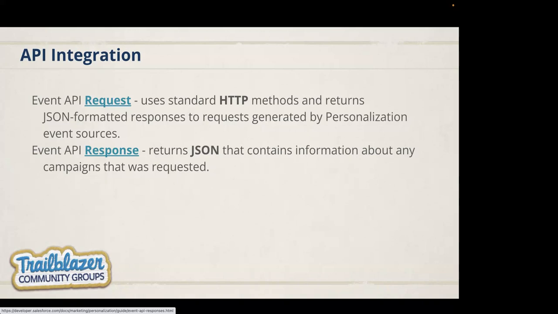So here I would rather cover what is meant by request and response. When we see an event API request, when we work with it in personalization, it's basically when it uses standard HTTP methods and then returns JSON formatted responses to requests generated by personalization event sources. So basically we request some data from the side tool with some kind of application that is not covered through normal integrations available in personalization.